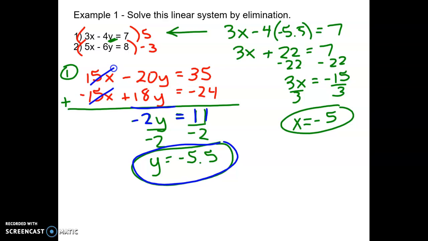Now from here, it's just like substitution. You're going to take your -5.5 and plug it back in for y in one of your equations. Does not matter which one. Here, following just solving, we multiply to get 22, move it to the other side. So we end up with 3x equals -15. Divide out your 3, so x equals -5. Remember though that you should always write your solution as your x and then your y. So in this one, your solution is -5 and -5.5 for your y.